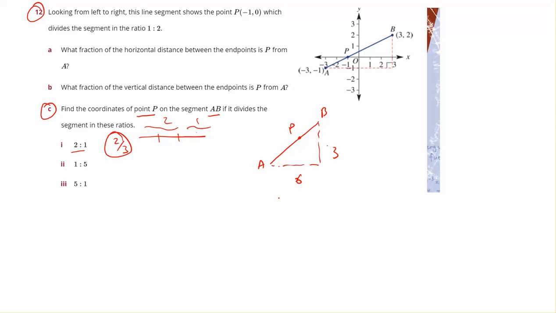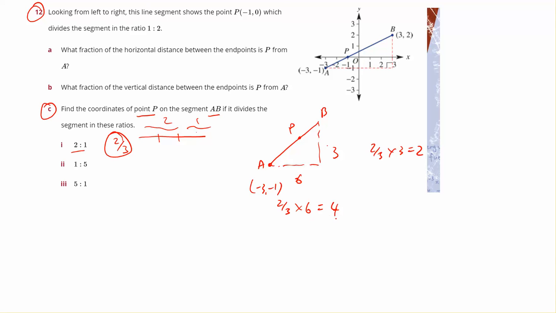Now, how do I get the coordinate P? First of all, you need to find 2/3 of 6, which equals, you can use a calculator if you want, so 12 divided by 3 is 4, and 2/3 of 3, which is just 2. All right, so we've got 4, the new run is 4, the new rise is 2. Okay, and our starting coordinate was (-3, -1).